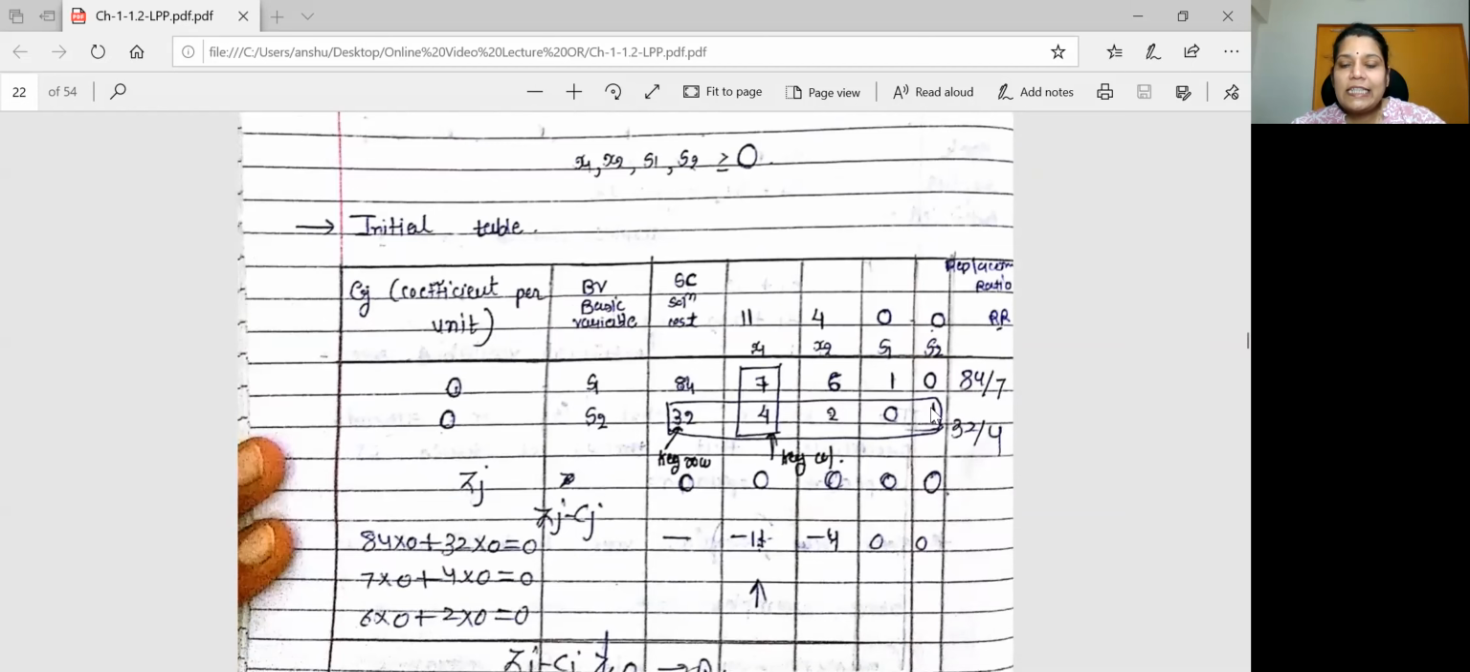In our key row, this is our key row and this is our key column, and 4 is our key number. So we find this equation.